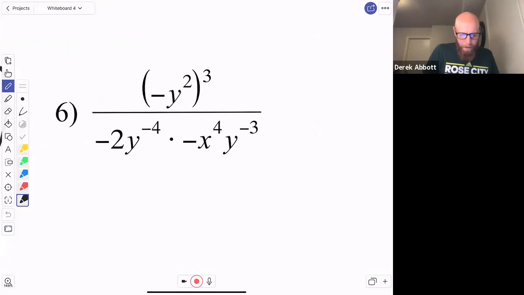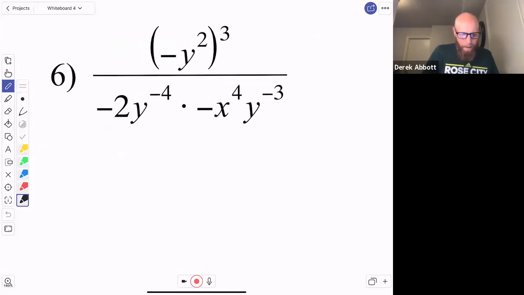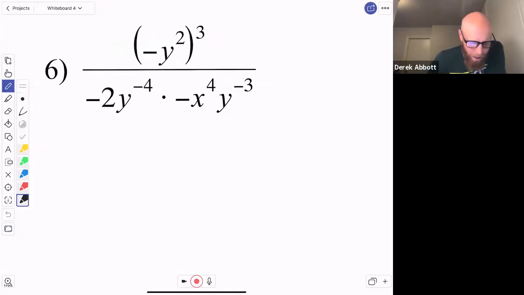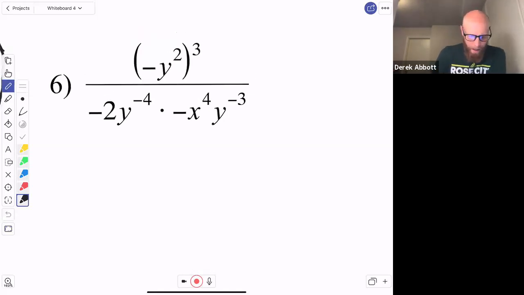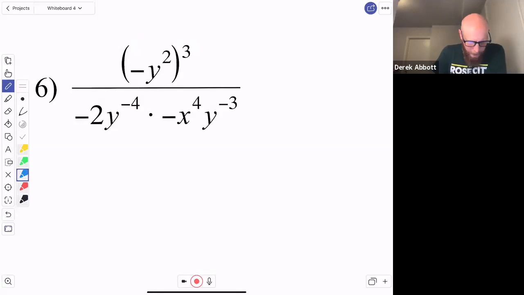Okay, let's do this one. This one's not going to be quite as quick, but if you want to give it a shot, push pause, try it for a moment, and then come back and let's see if we can work this out together. All right, here we go.